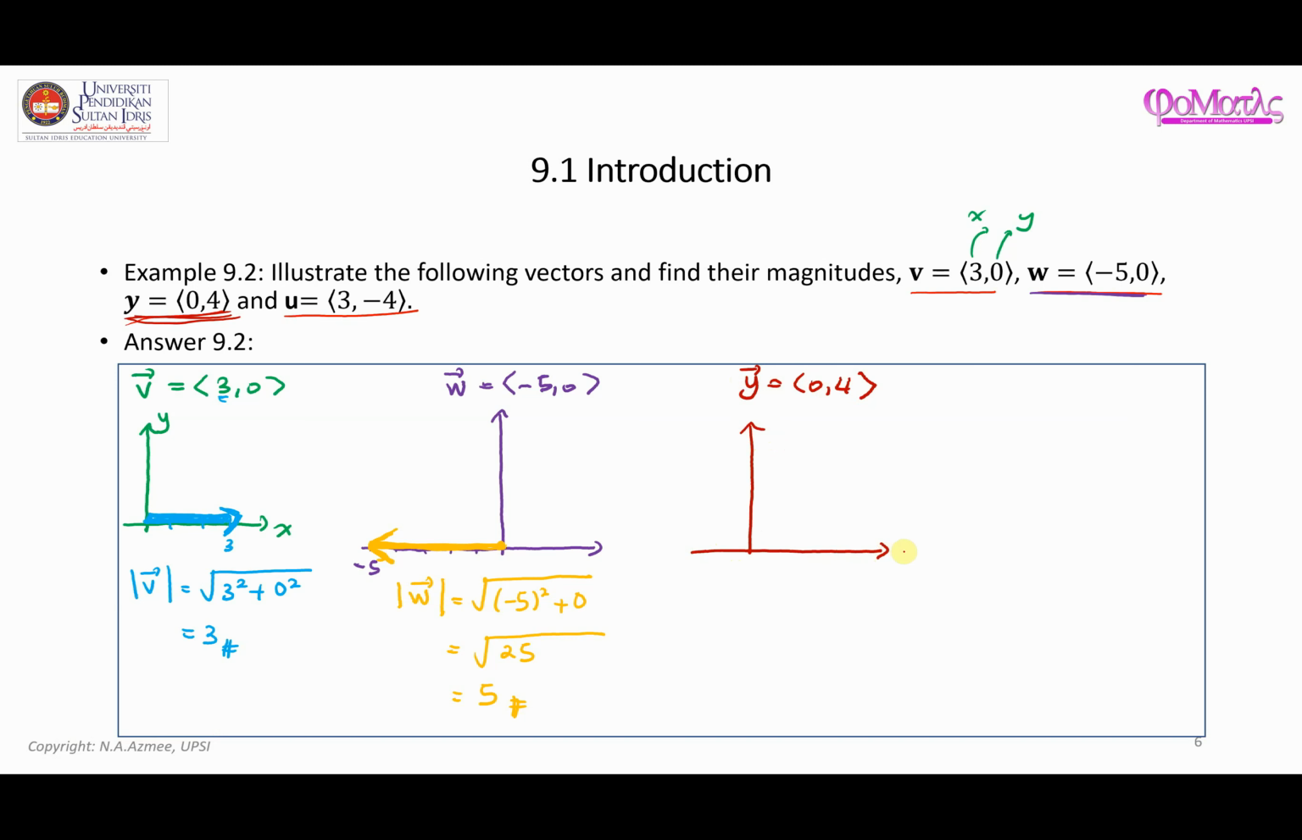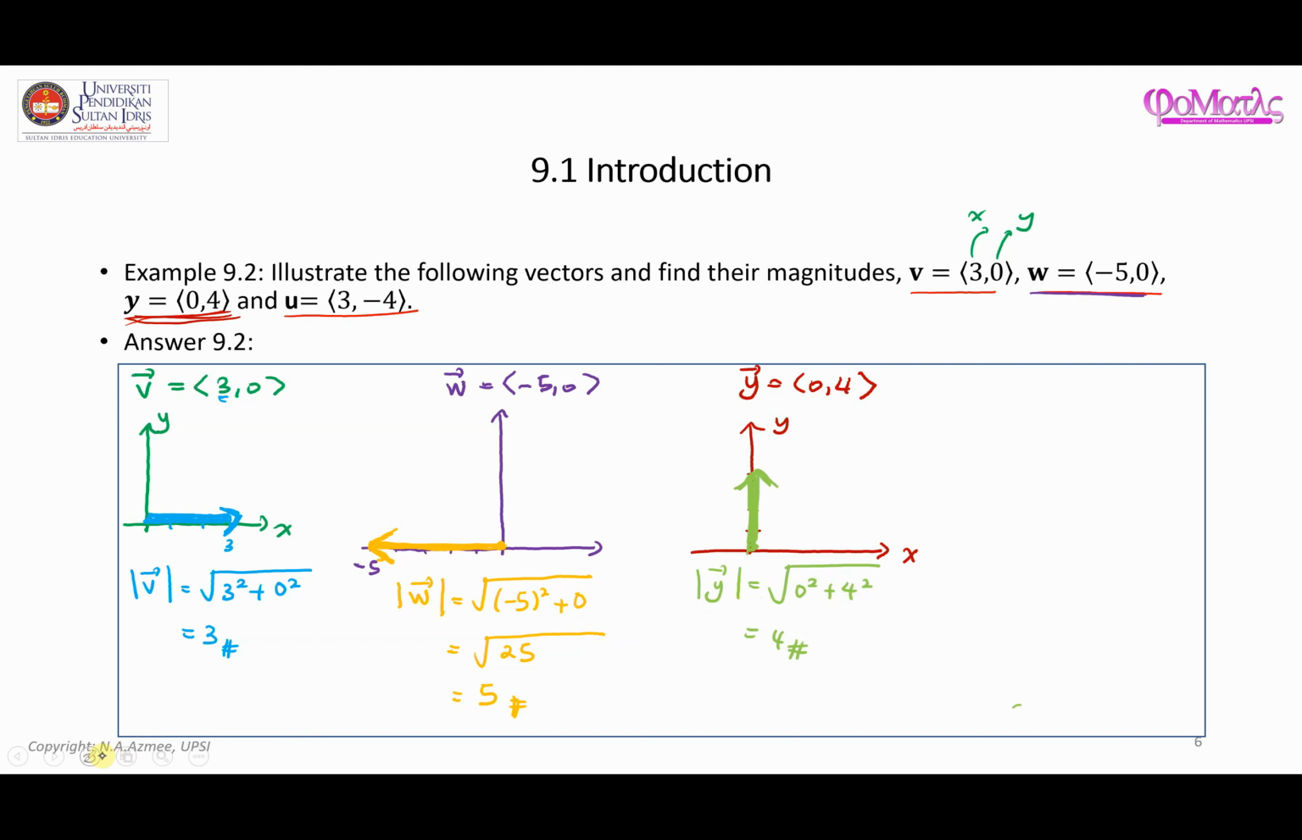So let's say we have this x and y axis. Component x is 0, but for component y the value is 4. So maybe 1, 2, 3, 4, and therefore the vector can be represented in this direction. So it's going upwards in this direction. The arrow is like this. So this is the vector y, and you can find the magnitude of this vector by taking the square root of 0 squared plus 4 squared, and that is just equal to 4 units.